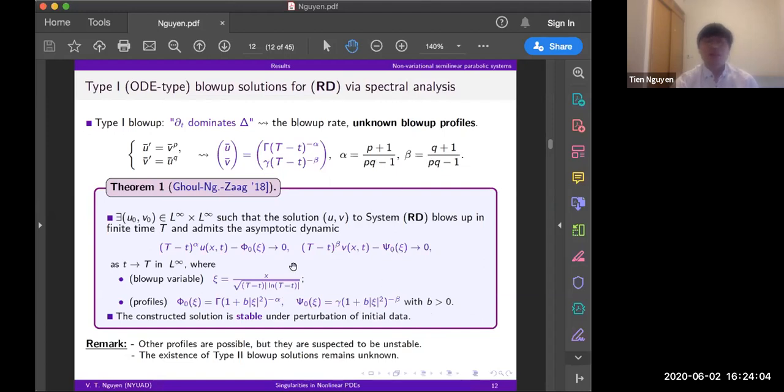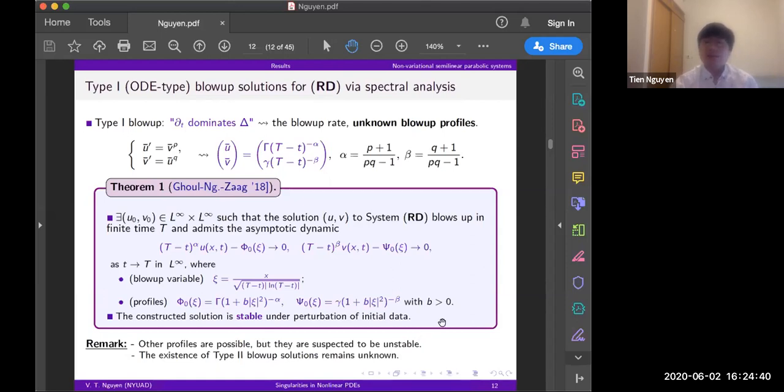And the second thing the theorem tells you is that this kind of solution is stable under perturbation of initial data. We have a remark that we can construct other blow-up solutions satisfying other asymptotic behavior, but they are expected to be unstable, and I will mention it shortly. And the question about whether or not there exists a stable solution remains open. It's also an interesting question we need to answer.